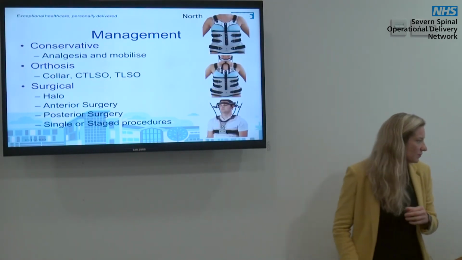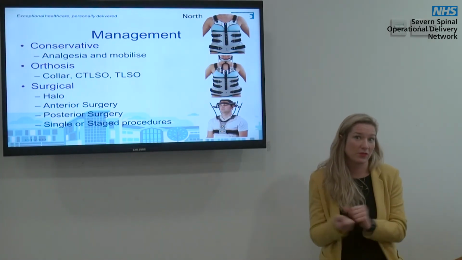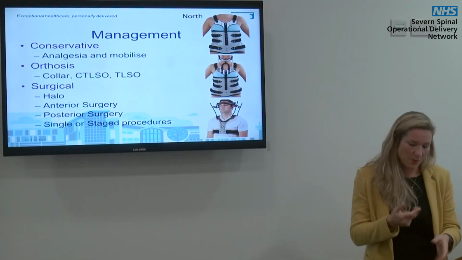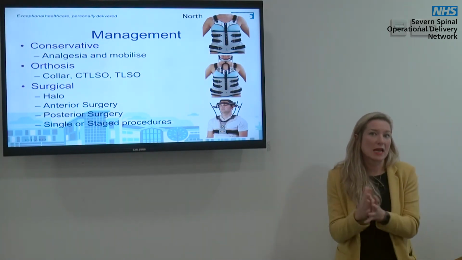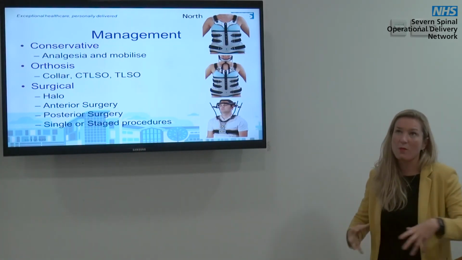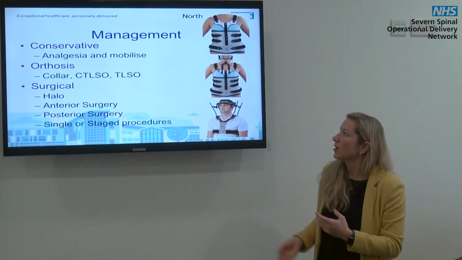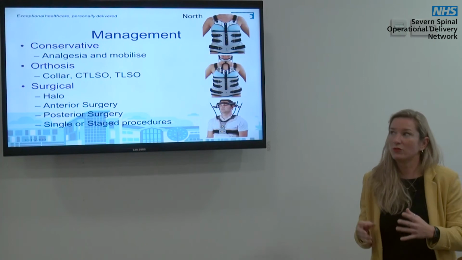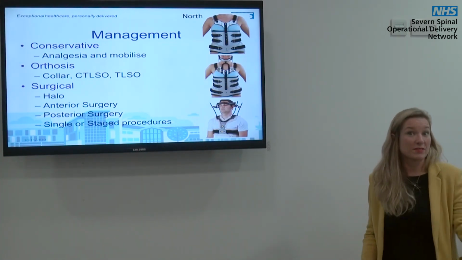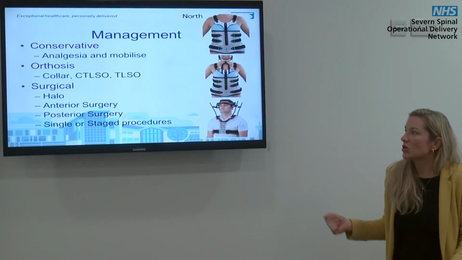So, a bit more about specific management of fractures. There are three ways we can manage these fractures: conservative, with an orthosis, or surgical. Which one depends on the level of the fracture, the anatomical structure of the fracture, and whether the ligaments and the muscles are involved. Conservative management means analgesia and mobilise. It means that usually the fracture has been deemed to be stable and they don't need any other management for that fracture. You can use an orthosis.